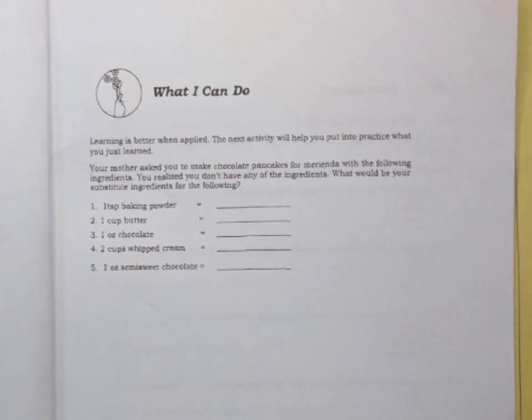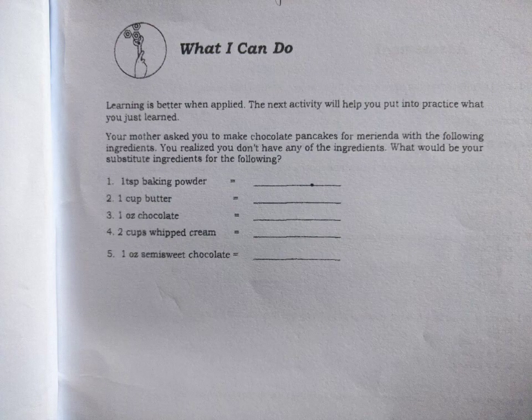Learning is better when applied. The next activity will help you put into practice what you just learned. Your mother asked you to make chocolate pancakes for merienda with the following ingredients. What would be your substitute ingredients for the following? Number 1. 1 teaspoon baking powder can be substituted with blank. Answer. Flour. Number 2. 1 cup butter can be substituted with blank.